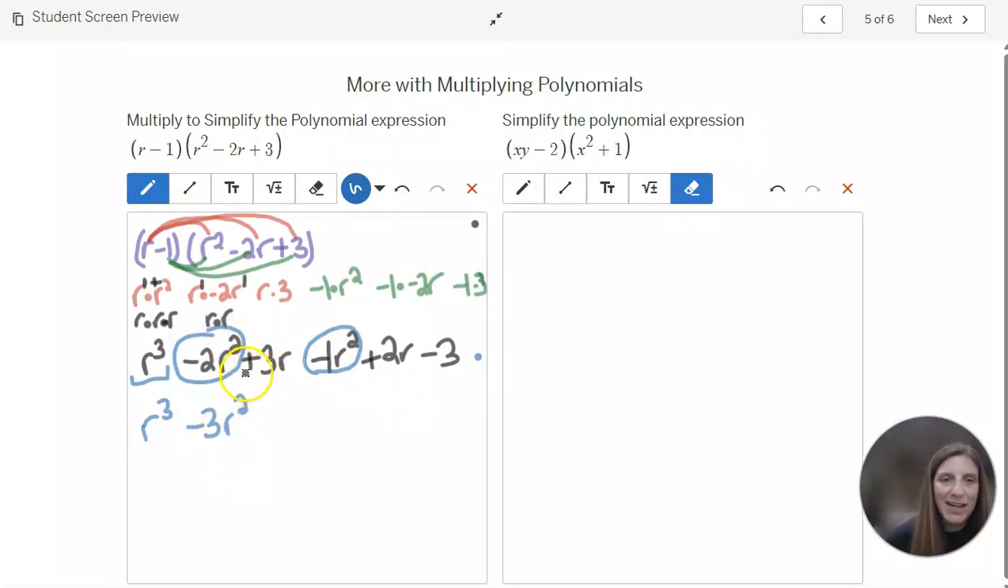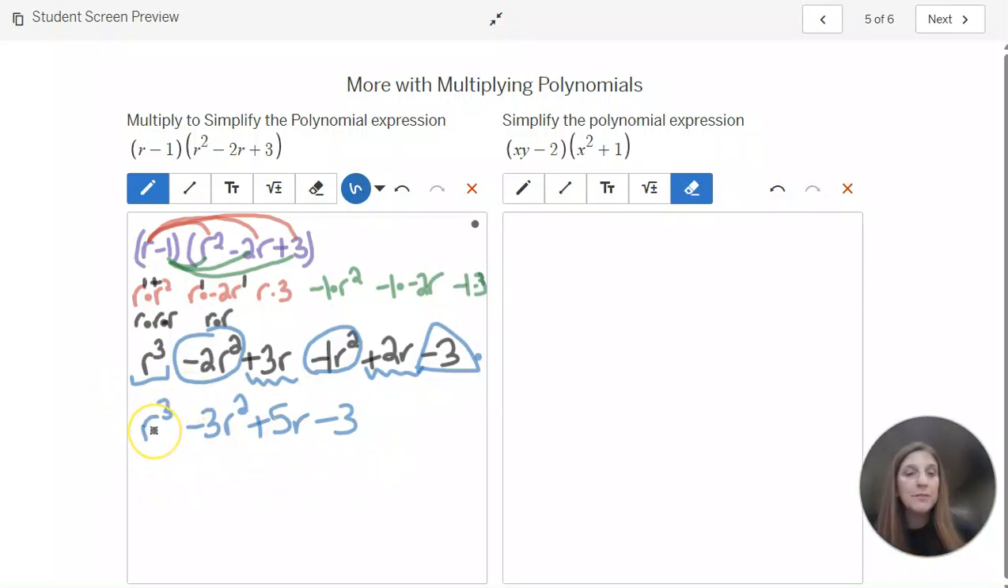All right, I'm not done combining like terms. Now I'm looking at my r's. I have 3 r's and 2 r's, which make 5 r's. And then I got my constant over here hanging out by himself. My constant is a -3. So this is my final answer.